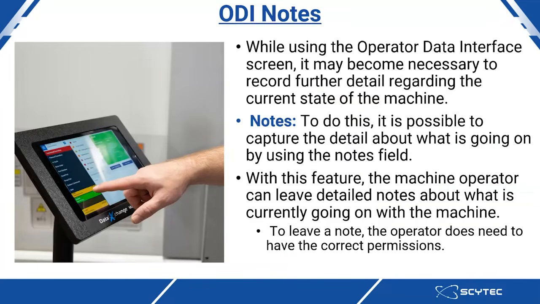So next up, I'd like to be discussing the ODI notes. While using the operator data interface screen, it may become necessary to record further detail regarding the current state of the machine. And you can do that with the notes function inside of the operator data interface. With this feature, the machine operator can leave detailed notes about what is currently going on with the machine, and to leave a note, the operator does not need to have the correct permissions.